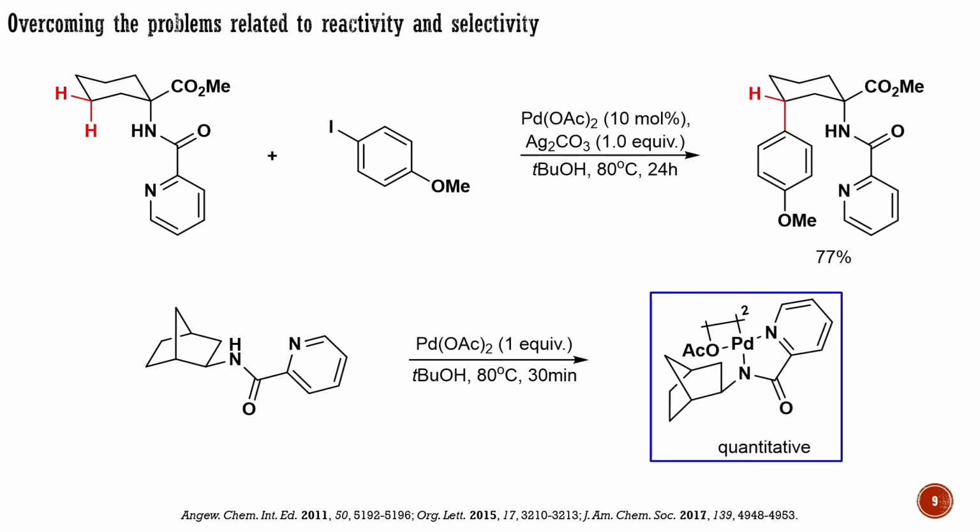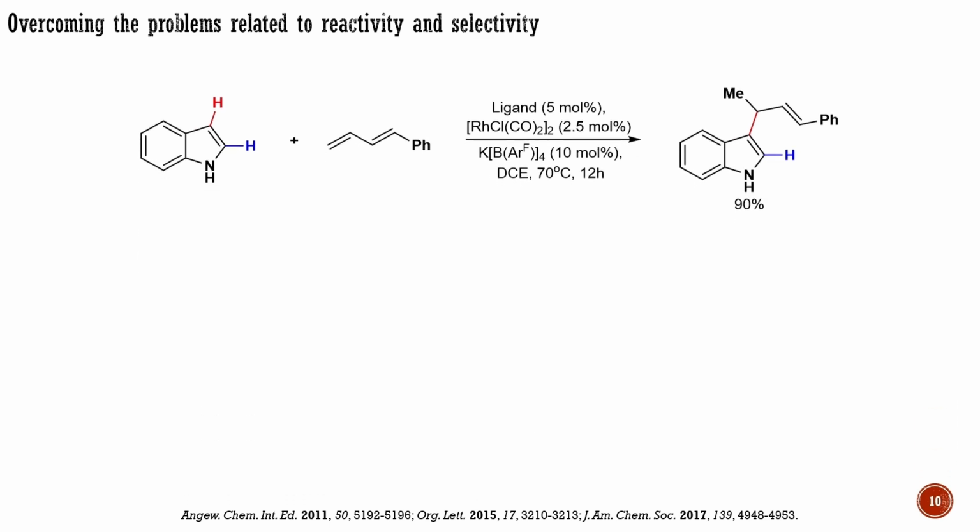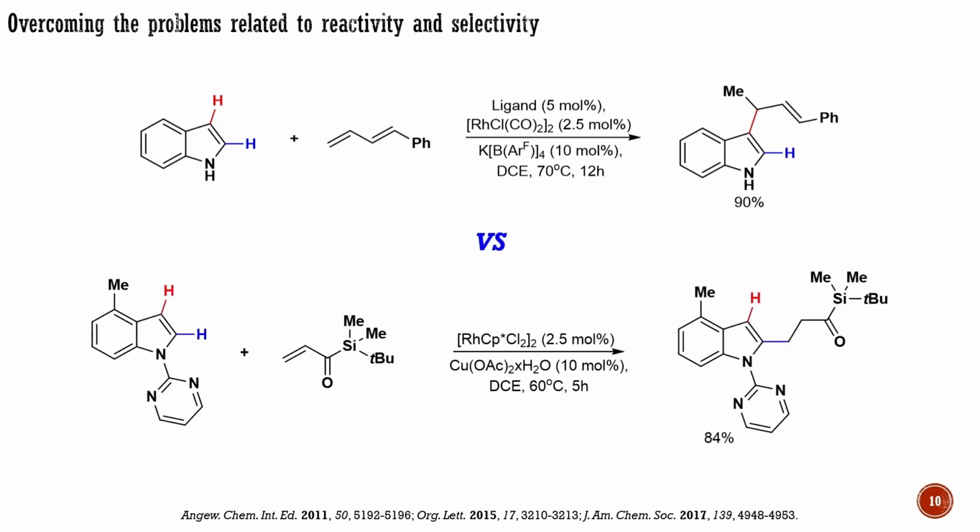In this work, the authors demonstrated the role of the directing group by isolating a palladacycle where the catalyst is coordinated by the directing group. Let me show you another example based on the rhodium-catalyzed alkylation of indoles. Rhodium-catalyzed alkylation of unfunctionalized indoles occurs at position 3. However, the introduction of a directing group alters the selectivity to position 2. These examples show that if you have a proper directing group in the molecule, the directing effects are more dominant than the inherent reactivity of the given system.